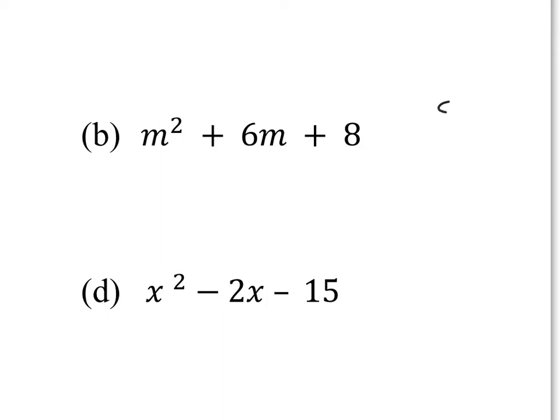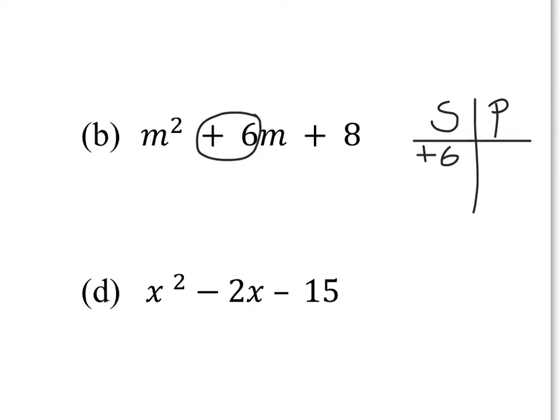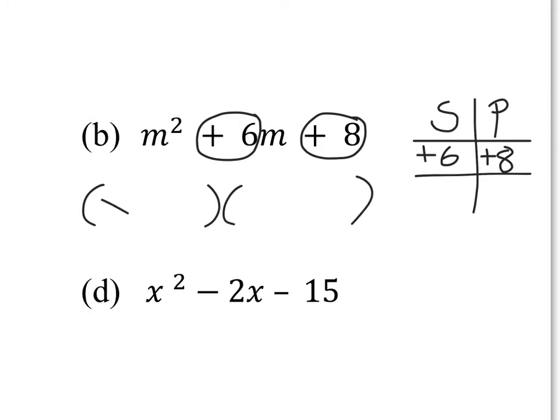Off to the side, sum, product, you're going to make a chart. And we're going to write down what our sum is, positive 6. And we're going to write down what our product is, positive 8. Now already, I can come down here and write my two brackets in, put X at the front, and then I can begin to solve, right? Because then I know it says M, but again, I like to write X because it keeps it simple, okay?